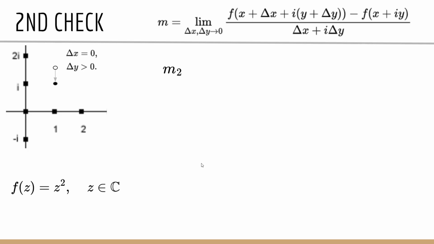Now let's consider another direction. This time our delta x equals 0, but our delta y is greater than 0. So we are approaching this 1 plus i point from a positive imaginary direction.